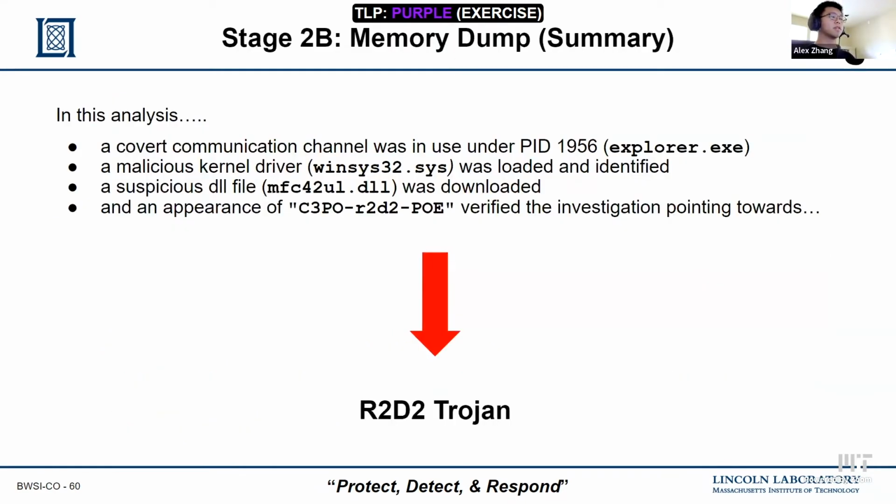Overall, in this analysis, we found that there was a covert communication channel in use under explorer.exe, which is running under the process ID of 1956. Additionally, we also found the WinSys32.sys malicious kernel driver. We also located the MFC42UL.dll file that was pretty suspicious and also flagged with R2D2 on VirusTotal. And then finally, with the appearance of the C3PO R2D2 POE string that we found using yarascan, the most likely culprit for the malware in this memory sample is the R2D2 Trojan.